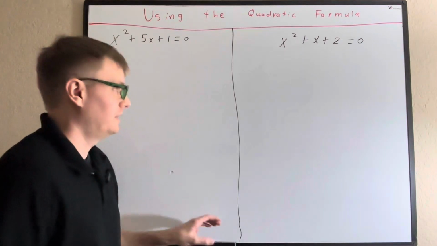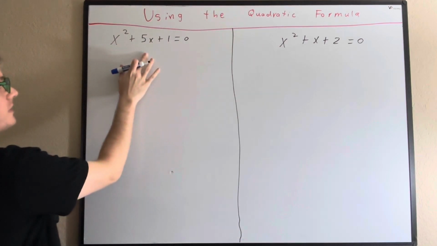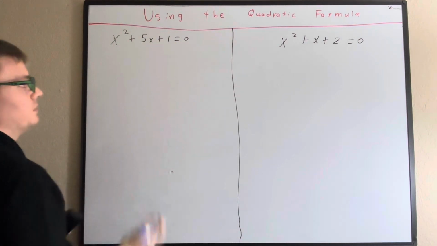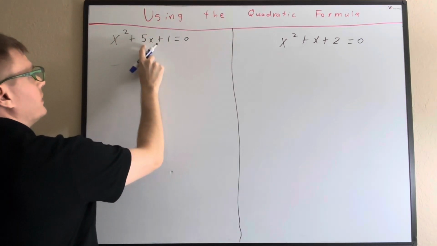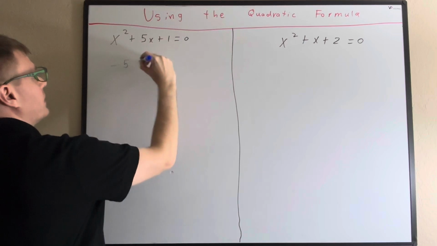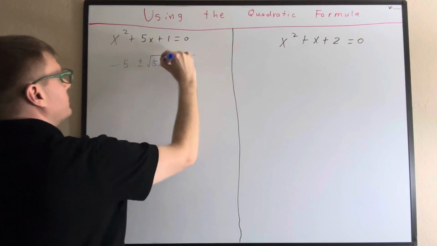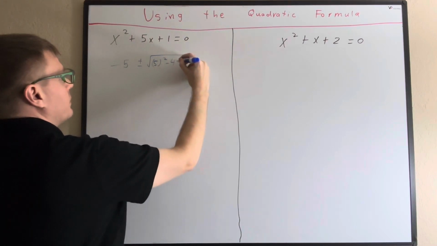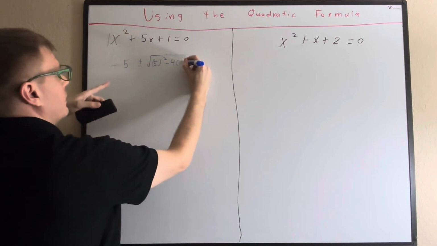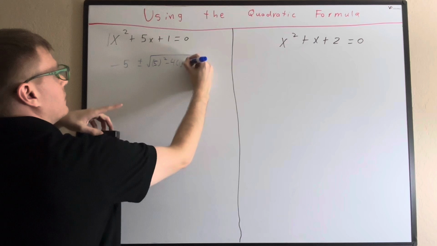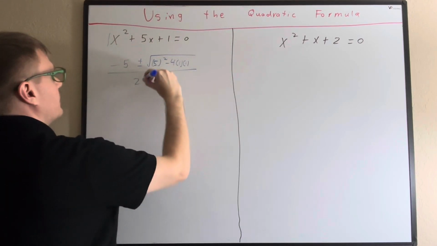All right, now that we know what the quadratic formula is, let's actually put it to use. So let's look at this one first. X squared plus 5x plus 1. Negative b is what? 5? Plus or minus the square root of b squared, okay, 5 squared, minus 4 times a. A is 1, right? Understood 1 there. C. All over 2 times a.